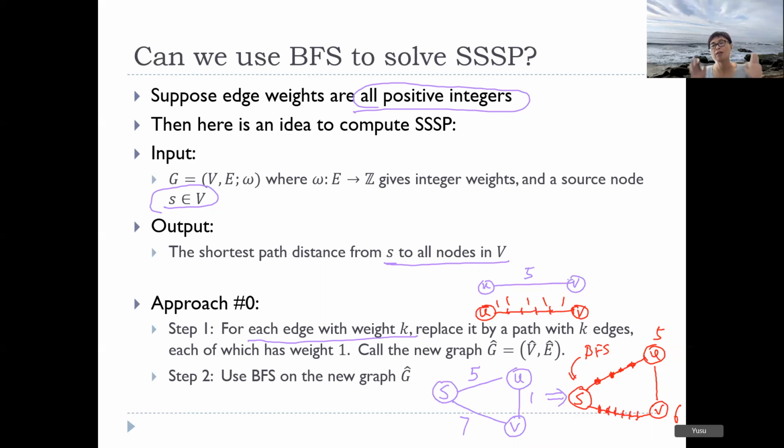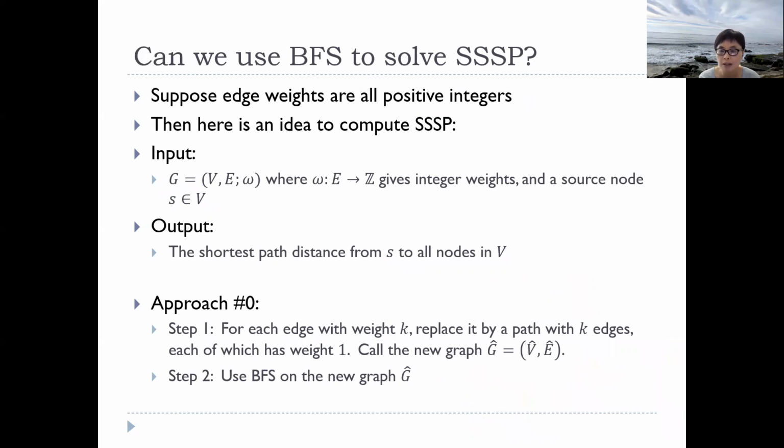So I first convert my weighted graph, where edges could have unequal weights, into a graph where every edge has weight 1. Then I run BFS on this modified new graph. This is an algorithm, and indeed it works if the input edge weights are all positive integers. So this is a valid algorithm.